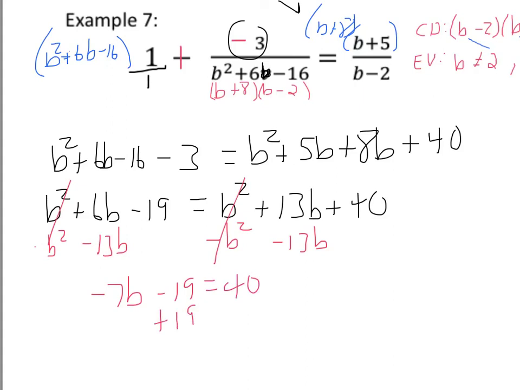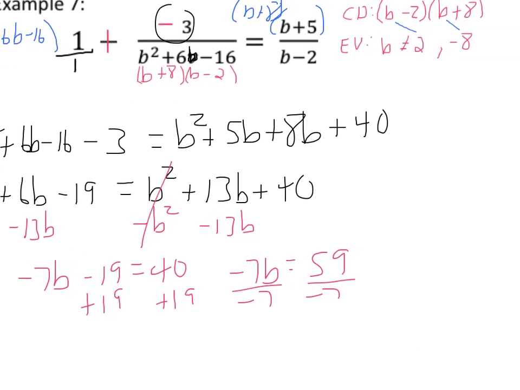I'll add 19 to both sides. I have a negative 7b equals 59. Divide both sides by a negative 7, and b is equal to negative 59/7. You can make that a decimal if you like, but that's the exact answer. I look at my excluded values, it's neither one of those, so that is considered a solution. So this ends lesson 9.5, video 4.